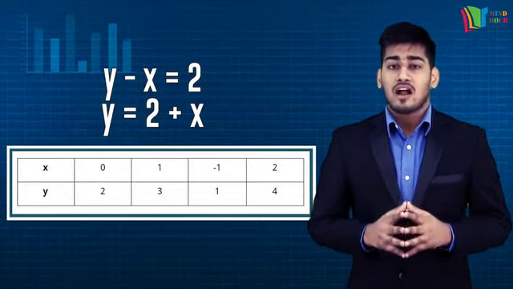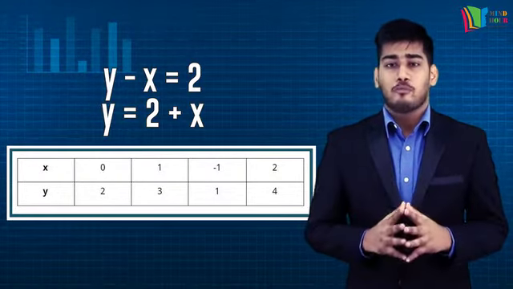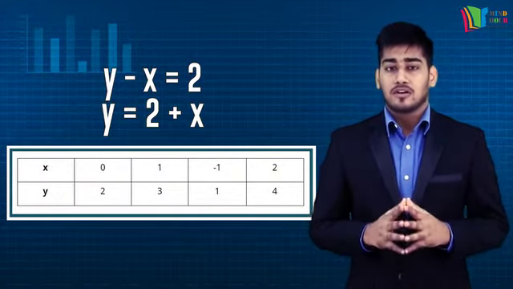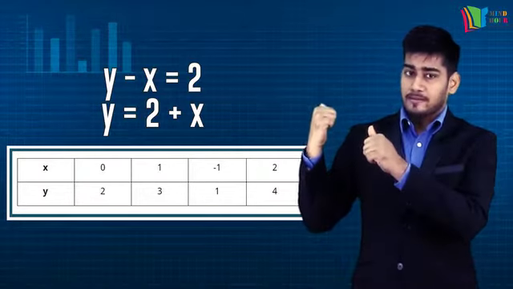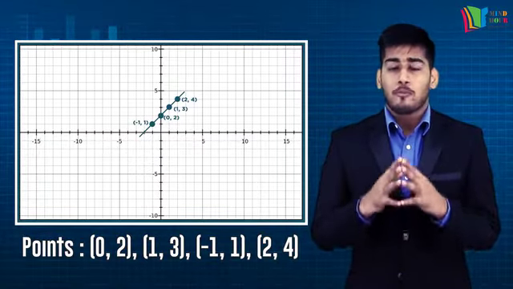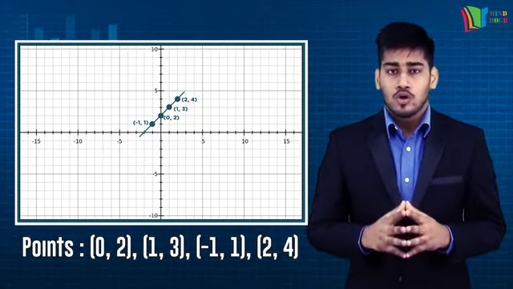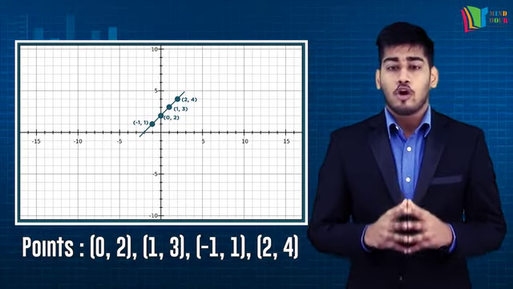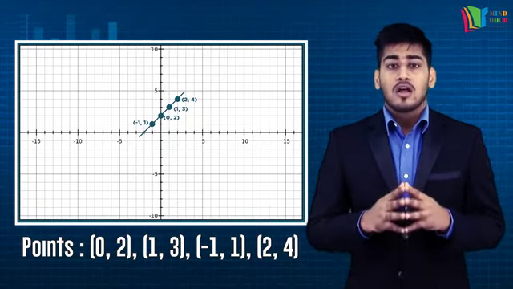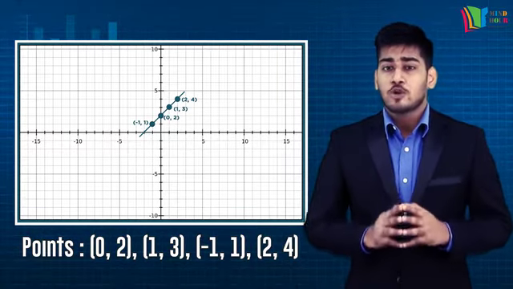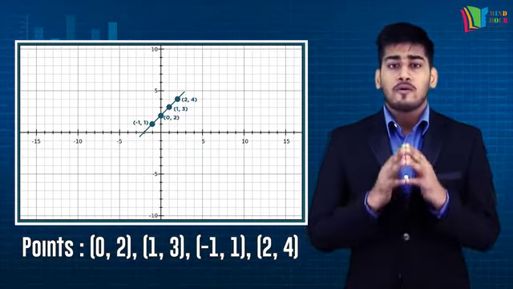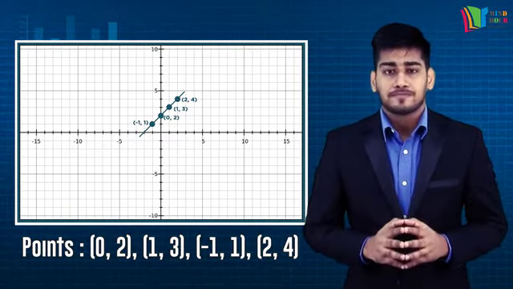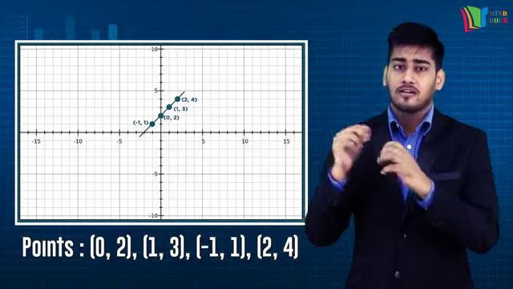Now, for making a graph, we have enough number of points. So we draw a table first. This is what we get. Now, we plot the points (0, 2), (1, 3), (minus 1, 1), (2, 4) on the graph paper. Now, the point to note here is when we join the points plotted on the graph, what we obtain is a straight line. You can see the same given here.